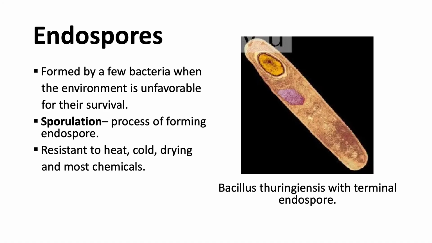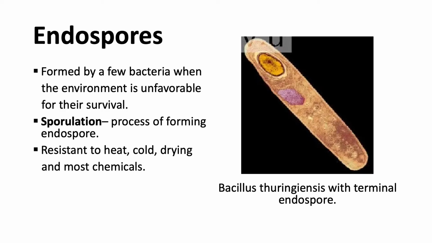Endospores are formed by a few bacteria. They form thick-walled spores as a means of survival when their moisture or nutrient supply is low. So endospores enable bacteria to survive in adverse conditions such as temperature extremes, desiccation, and lack of nutrients. Bacterial spores are referred to as endospores, and the process by which they are formed is called sporulation.